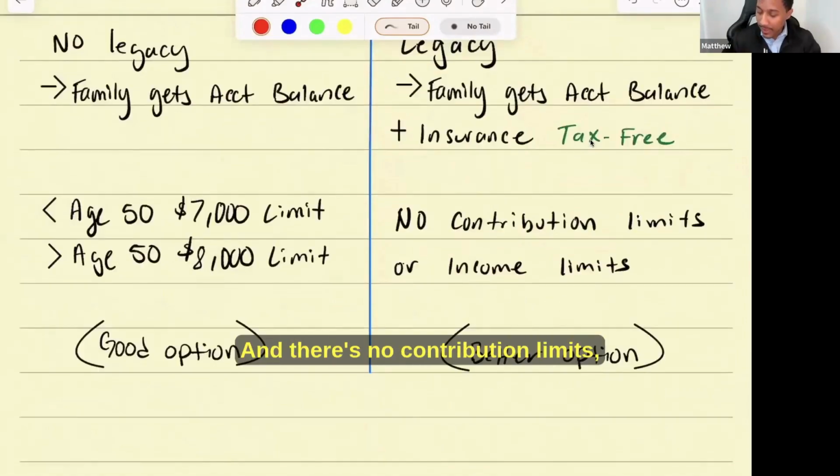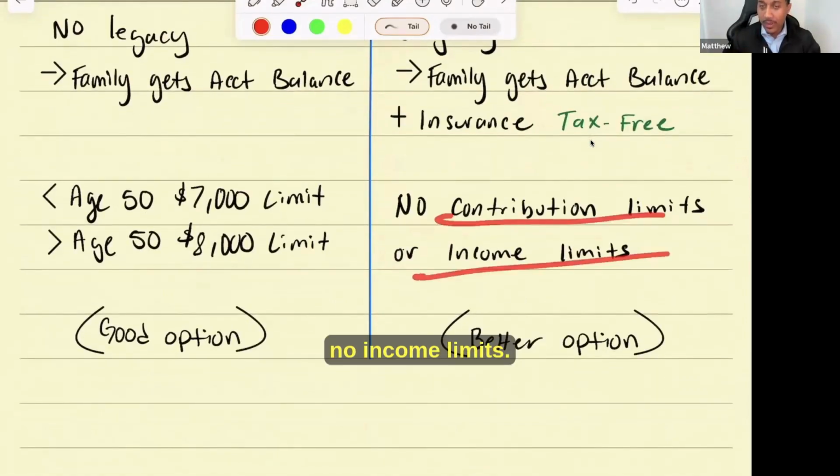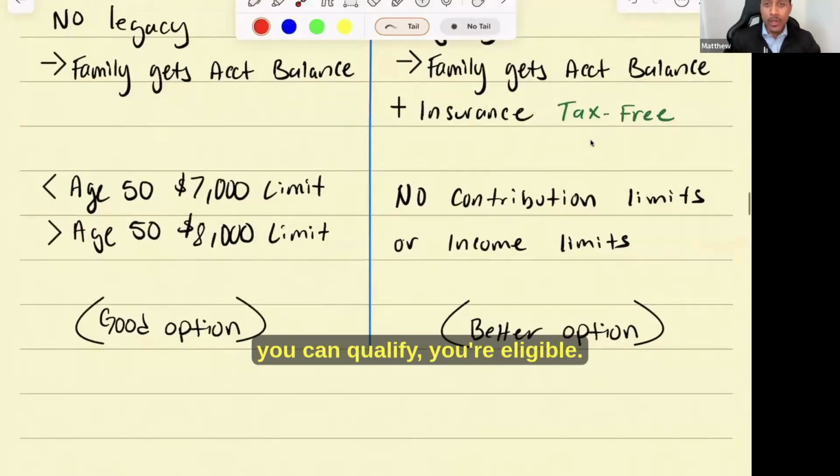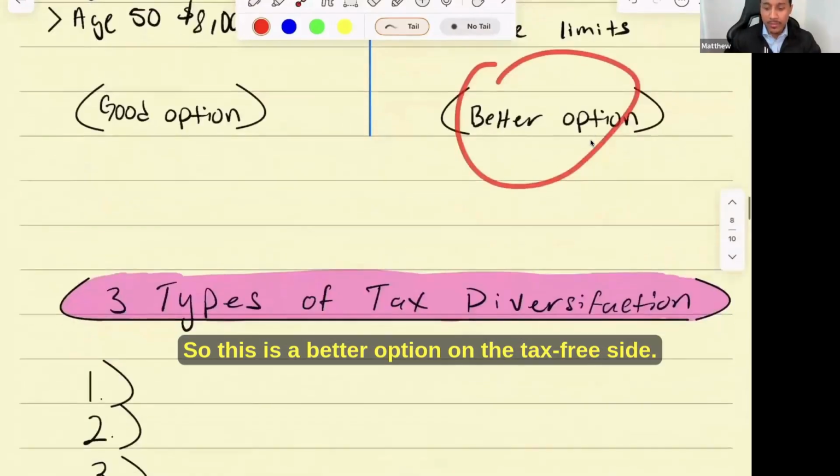Okay, and there's no contribution limits, no income limits. So if you make a ton of money, if you make 150,000 plus per year, you can qualify. You're eligible. You make a lot of money, so you're eligible. Now we need to find out if you qualify medically for it. So this is a better option on the tax-free side.